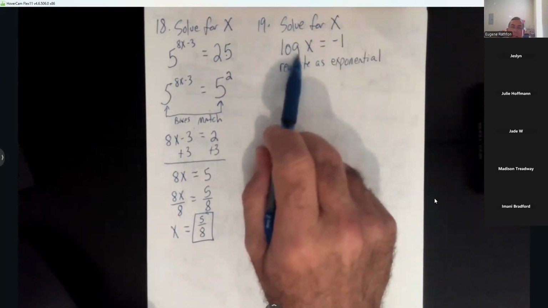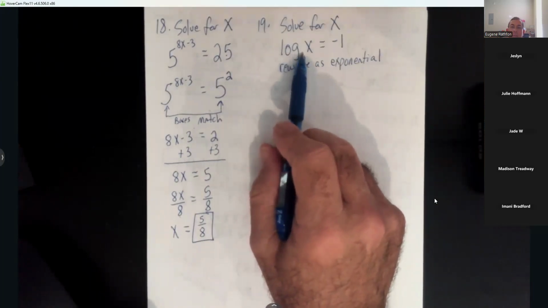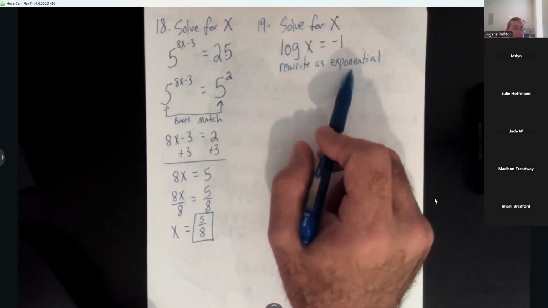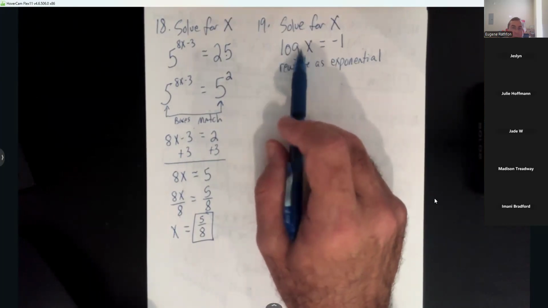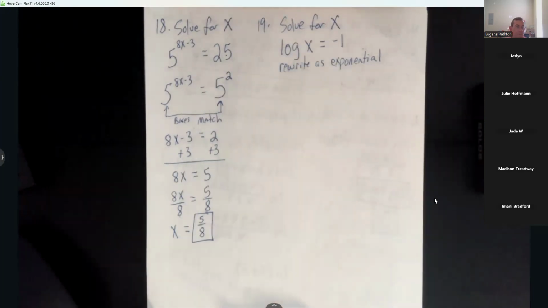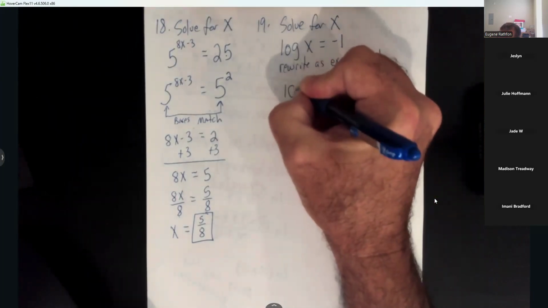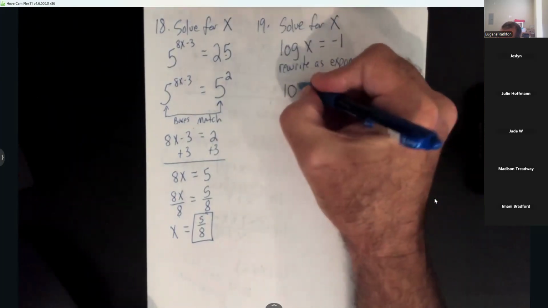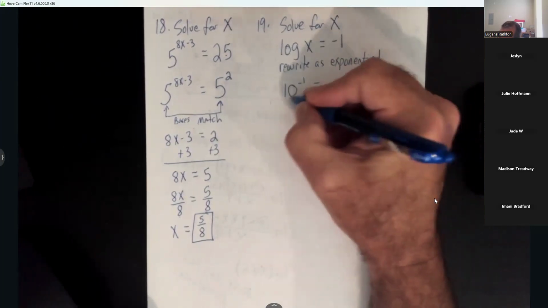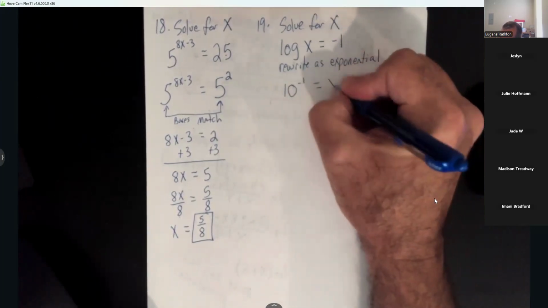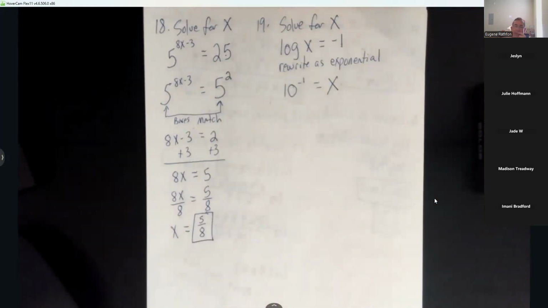So y'all, the first thing I need is what's my base? Because if I'm rewriting it from log to exponential, I need a base here. But there's not a number shown. So it's going to be a 10. Exponent is going to be that -1. And 10 to the -1 is going to equal that x.